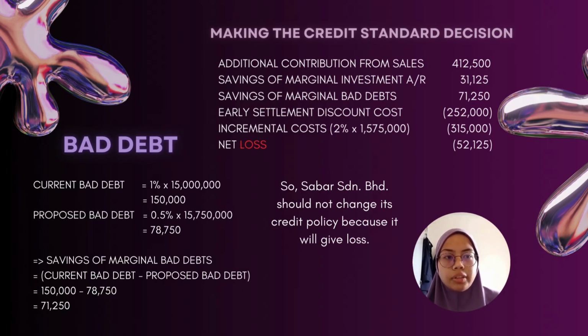So we will add the additional contribution from sales, saving of marginal investment in the account receivable, and also saving of marginal bad debt. Also, we will minus the early settlement discount cost that was incurred in this question, and also the incremental cost, which is 2% from 1,575,000 ringgit, and we will get basically a net loss of around 52,125 ringgit. So basically, Sabah Berhad should not change its credit policy because from the calculation we can see it will give a loss to the company. So the best decision is not to change the policy, but to maintain the current policy.